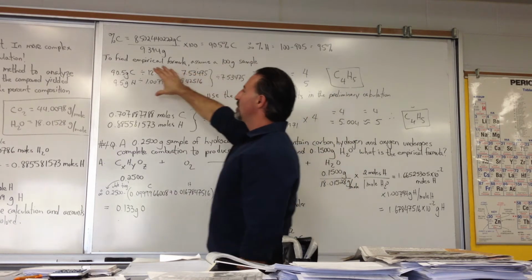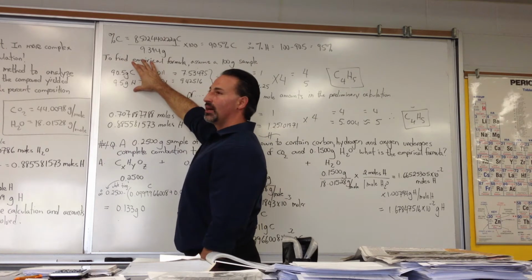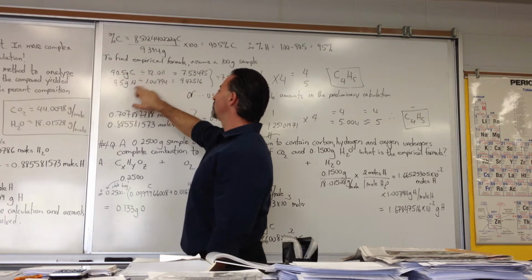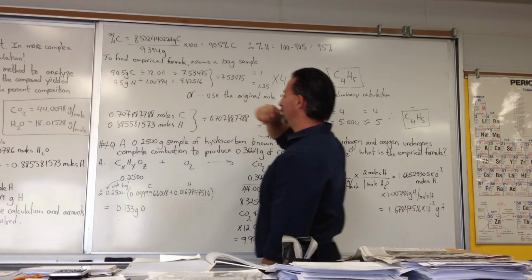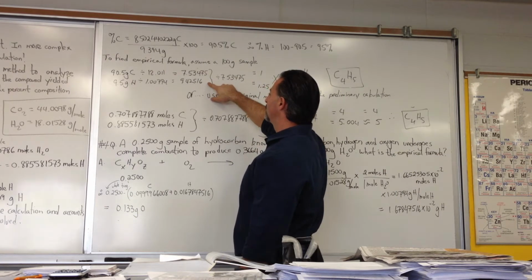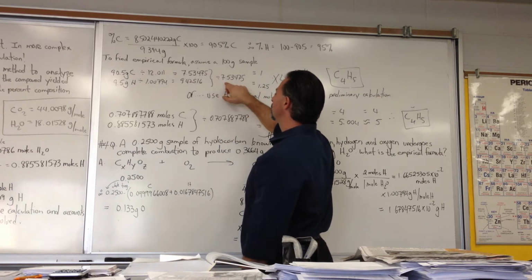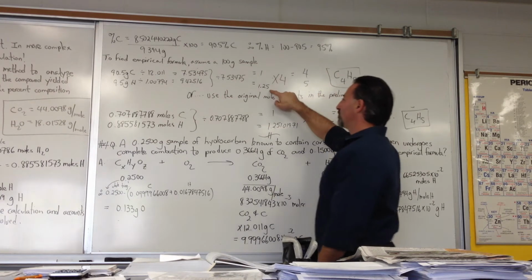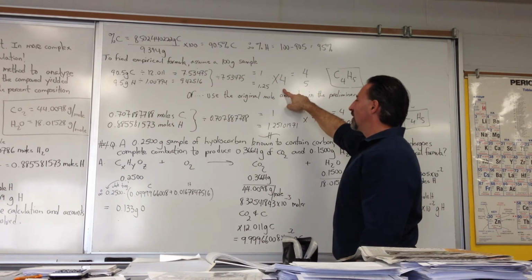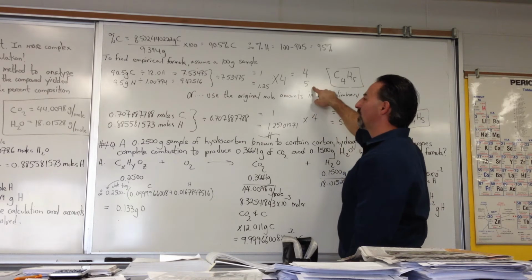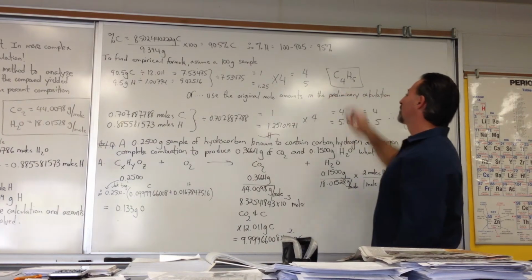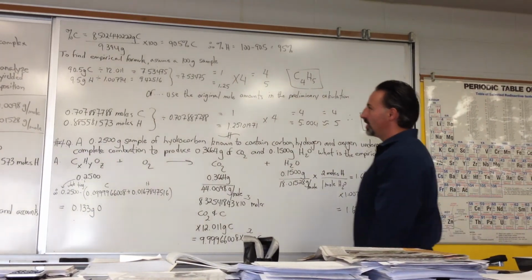We then assume a 100-gram sample, which turns the percentages into gram amounts. We divide by the molar mass of each element, and it gives you a mole amount, which we then divide by the lowest number of moles to give a ratio of 1 to 1.25. I then multiply that ratio by the lowest integer value that will result in whole numbers, because you can't have half atoms in a molecule. And the empirical formula ends up being C4H5.